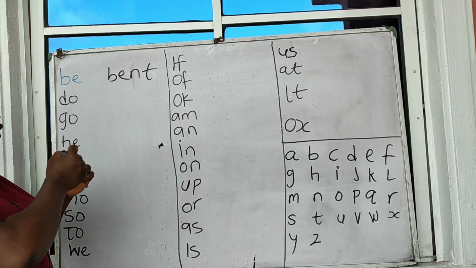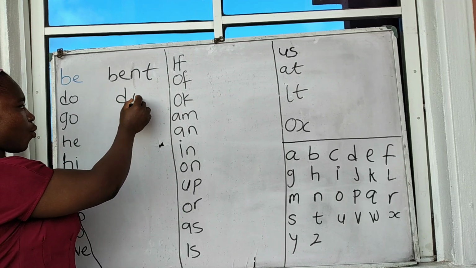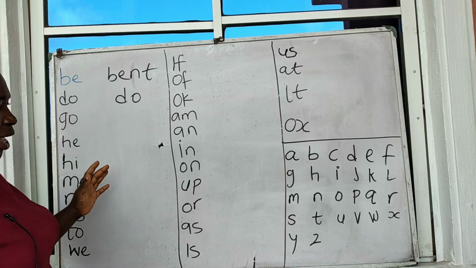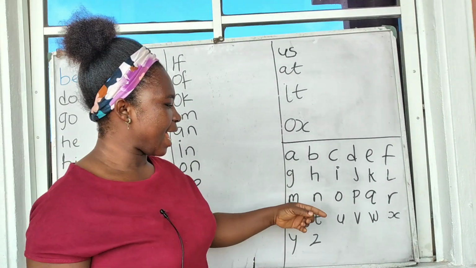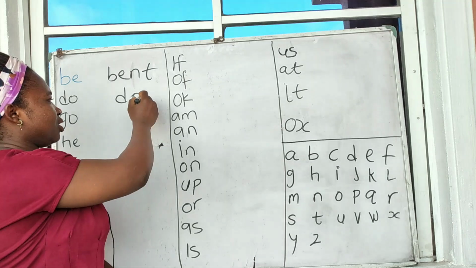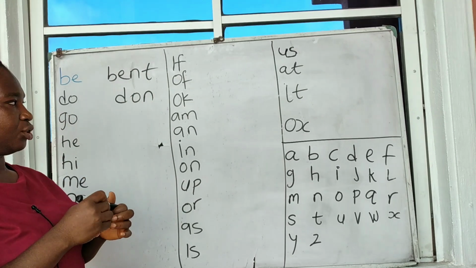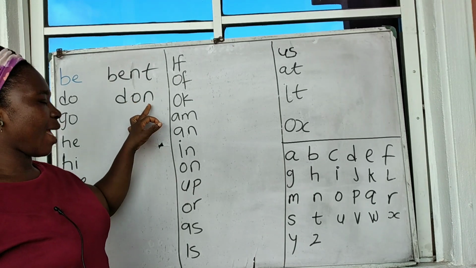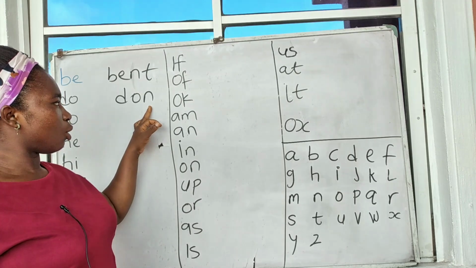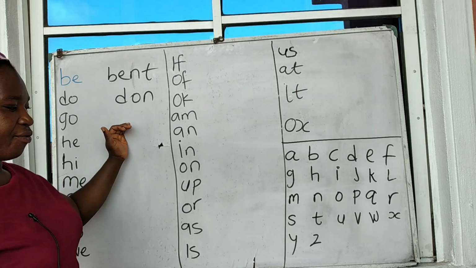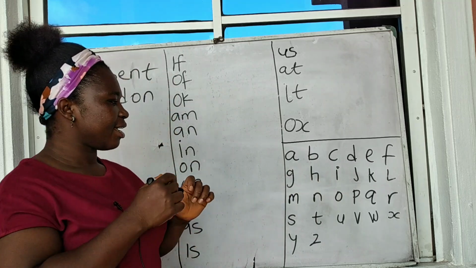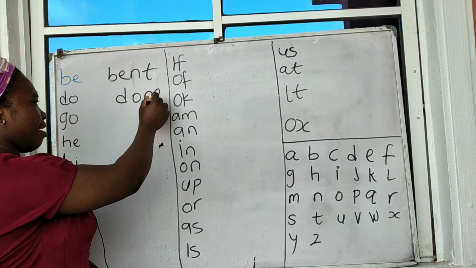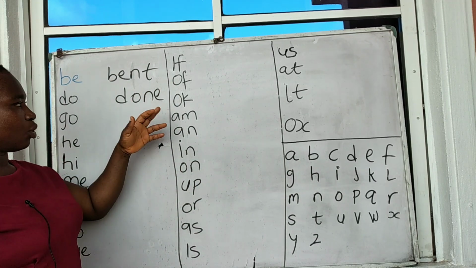Now let's try D-O. This is do. If I come to this place and decide to choose N, I'm going to have done, D-O-N. But this is not a meaningful word, so I'm going to choose another letter. I choose letter E, and right here I have done.